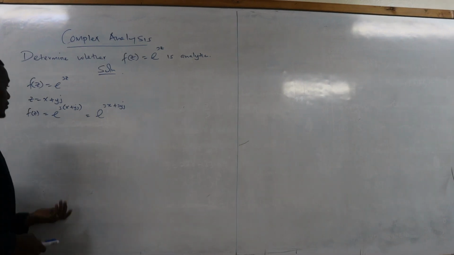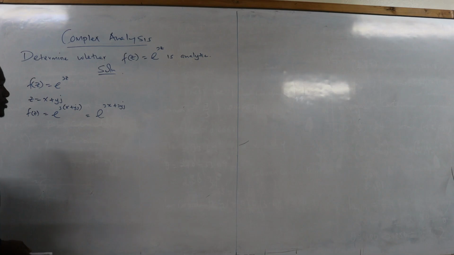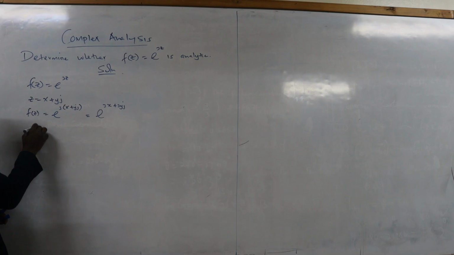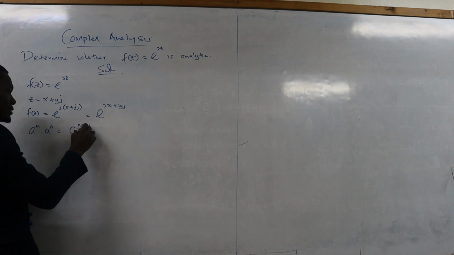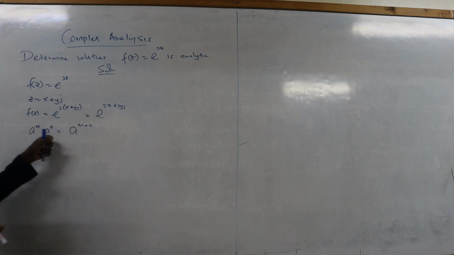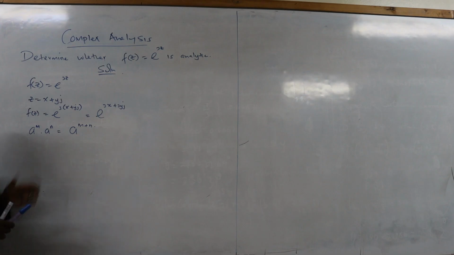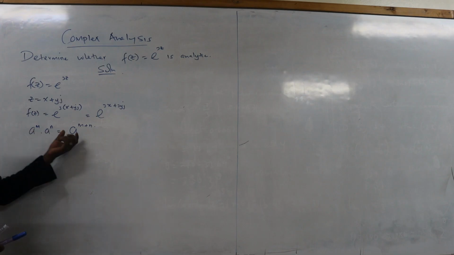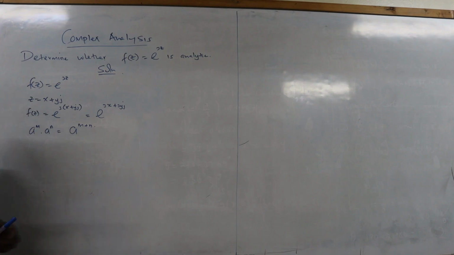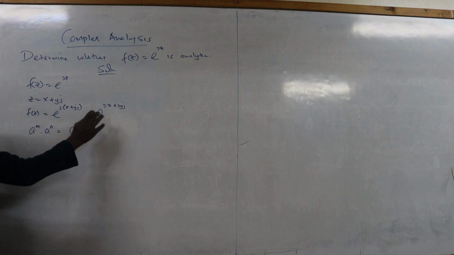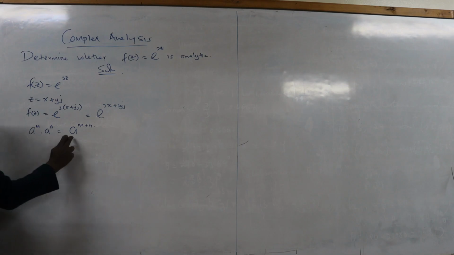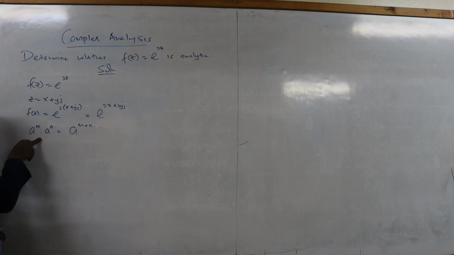Now, from the laws of indices, we'll use this law: a^m multiplied by a^n is the same as a^(m+n). That means the bases are the same, but our powers are different. So what do you do? You add the powers and you put only one single base. And if you check our exponent, it is written in this particular form, so we can split this into this form.